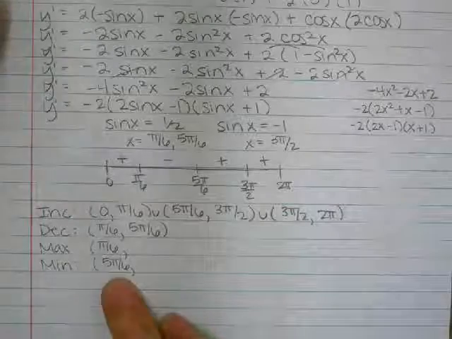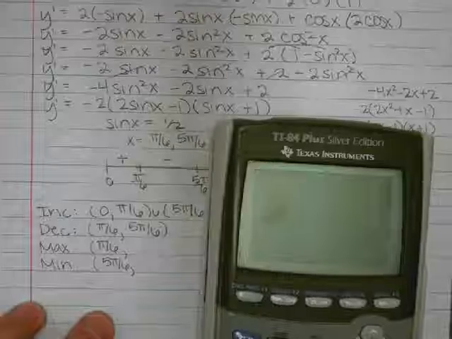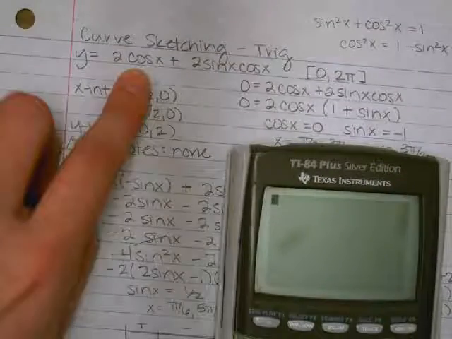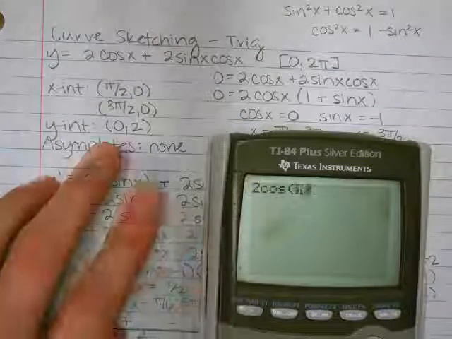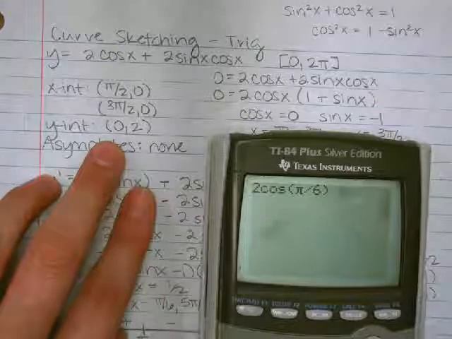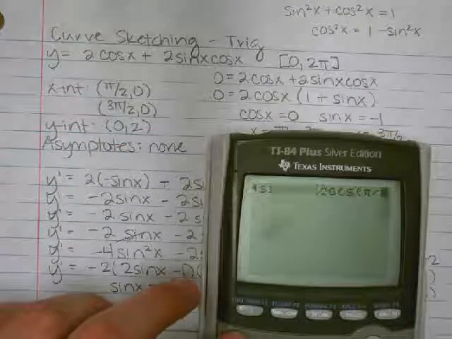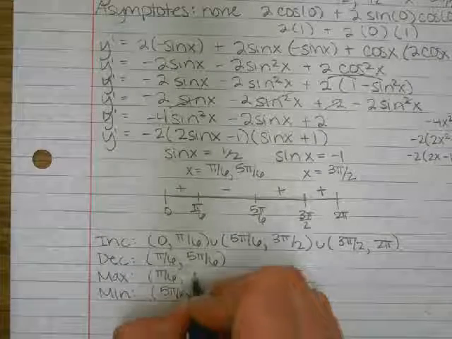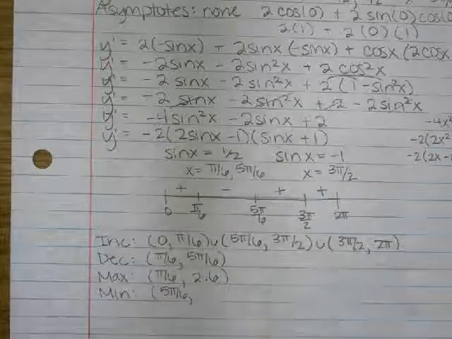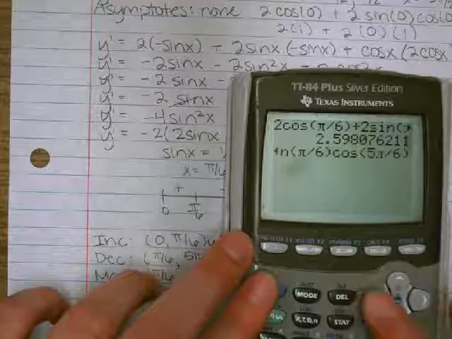And so for us to be able to find those actual points, those are based on the original function. And so I'm going to go back to the original function, and I've got 2 cos of pi/6 plus 2 sine of pi/6 cos of pi/6. And that gives me 2.598, and I'm not going to be able to graph it that accurately, so I'm just going to write 2.6. And then the same thing with 5 pi/6.